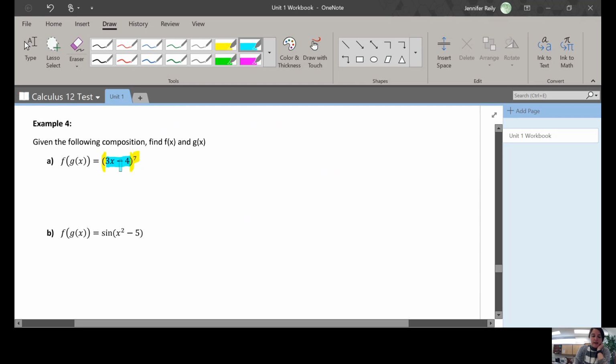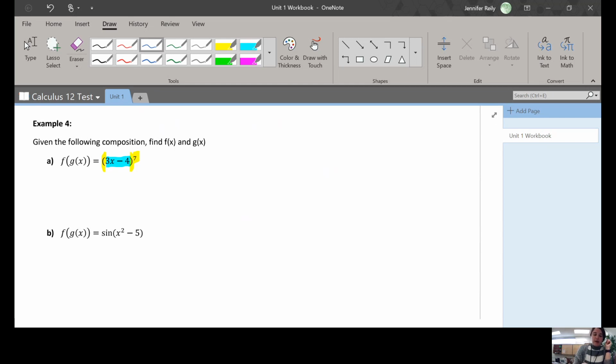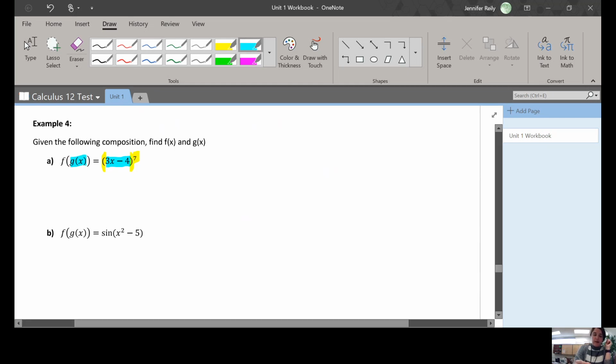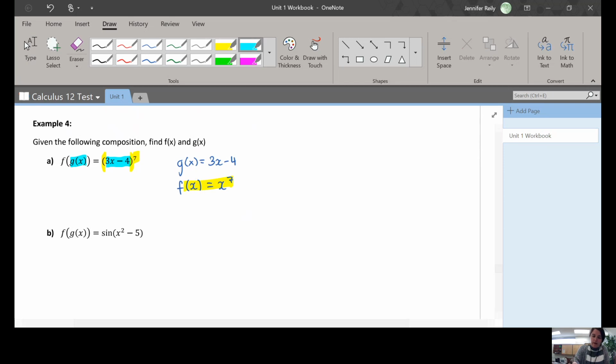So for this, I immediately see there's a 3x minus 4 inside, and then that's all being put to the power of 7. So my inner function, the g of x, is going to be 3x minus 4, and then the outer function is going to be x to the power of 7, because that's what's happening to the 3x minus 4. It's being put to the power of 7. Okay, so that would be your yellow. That would be blue.